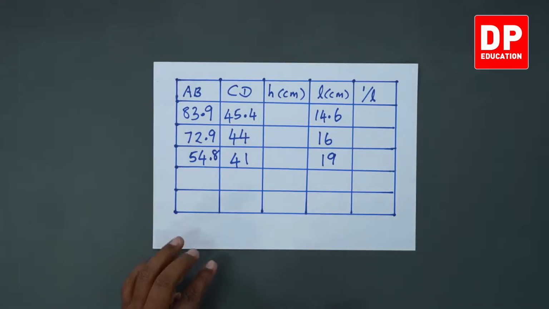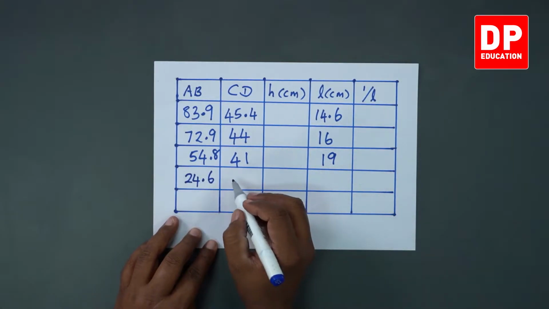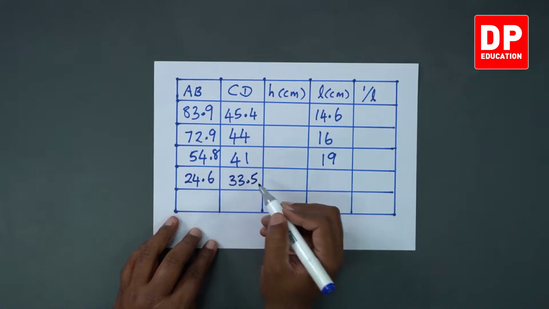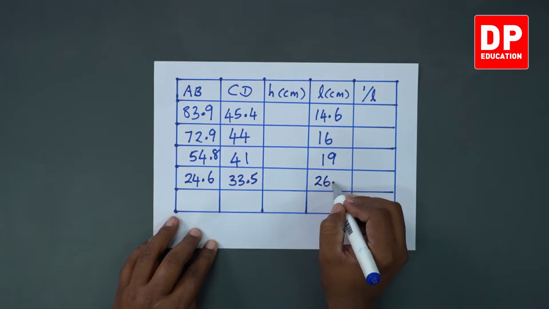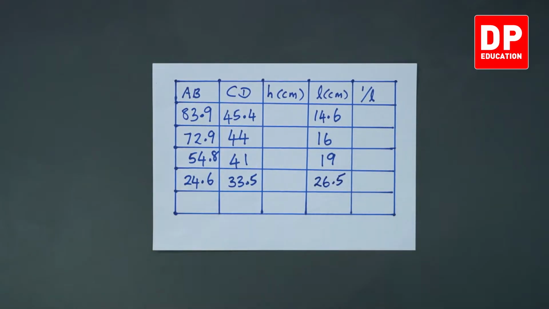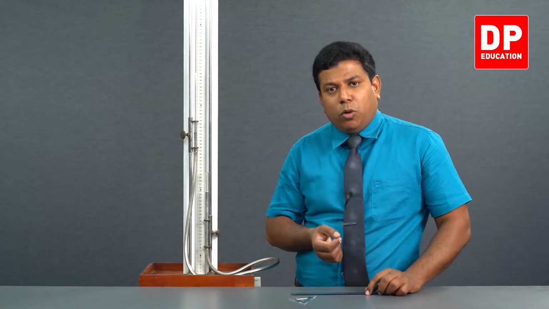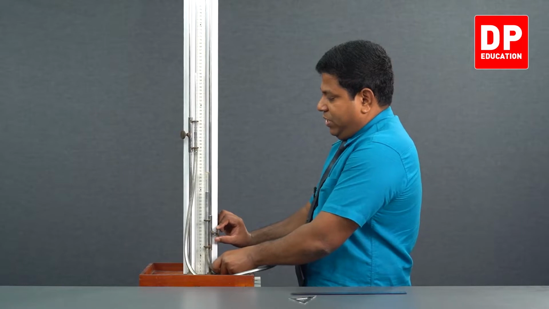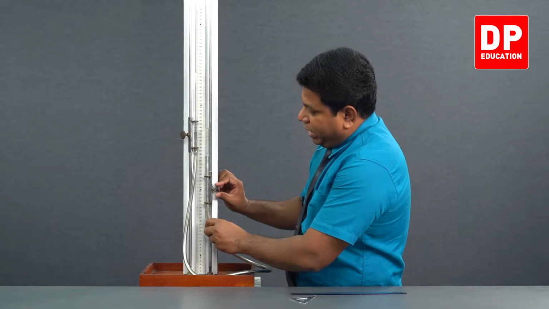AB we got 24.6 and CD 33.5. So L will be 60 minus 33.5, which is 26.5 centimeters. Let's get one last reading. With 5 readings, we should be able to draw a graph. Let's take one more reading. Having 5 points, we can get a more reliable graph. Let me increase this further. Let's keep it at a point like this.